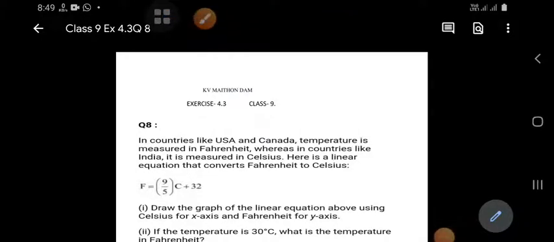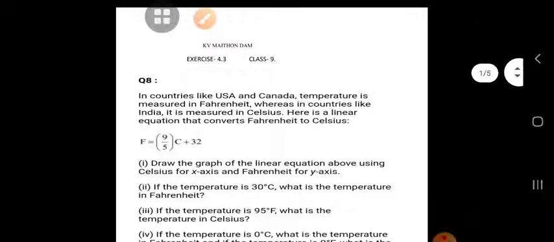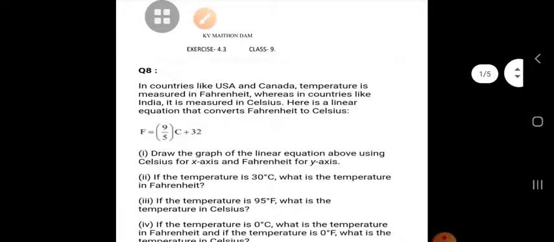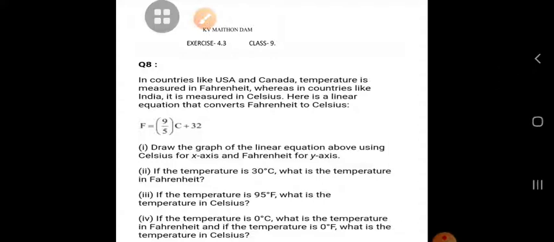Today, I am going to discuss question number 8 from exercise 4.3 for class 9. First, I read the question. In countries like USA and Canada, temperature is measured in Fahrenheit, whereas in countries like India, it is measured in Celsius. Here is a linear equation that converts Fahrenheit to Celsius: F is equal to 9 by 5 C plus 32.